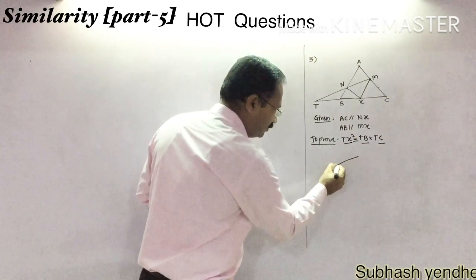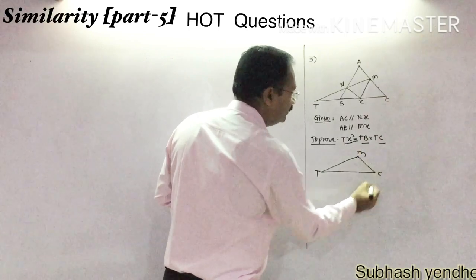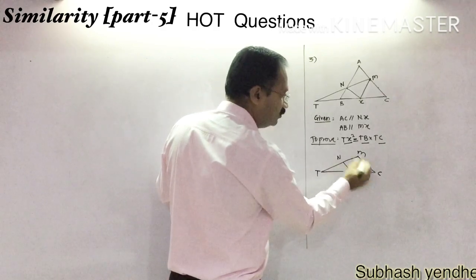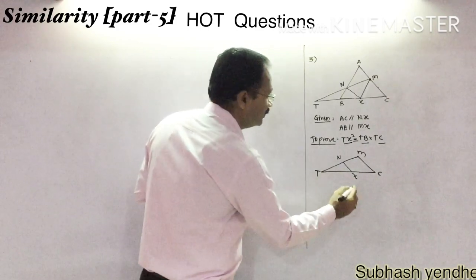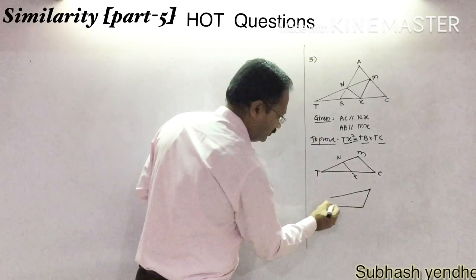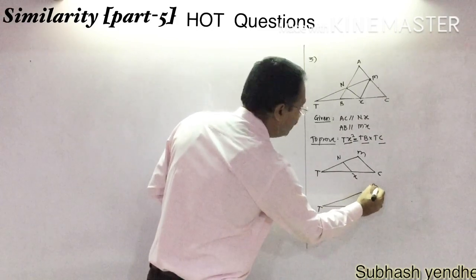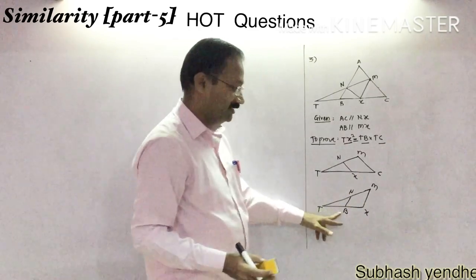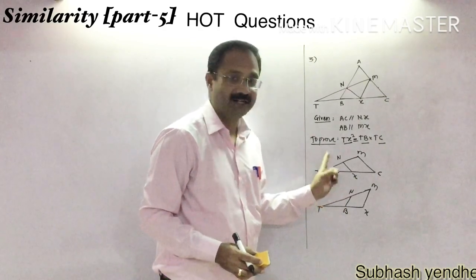So here I am going to split the figure. This is T, M, and C. And in that one, MX is parallel to MC. So from this one, I will get TX also and TC also. Then which is another figure? I need TB. So I am going to take this triangle. This is T, this is M, this is X, and this is N, B. So here I will get TB. So first thing, you have to split the figures, then show that these triangles are similar.